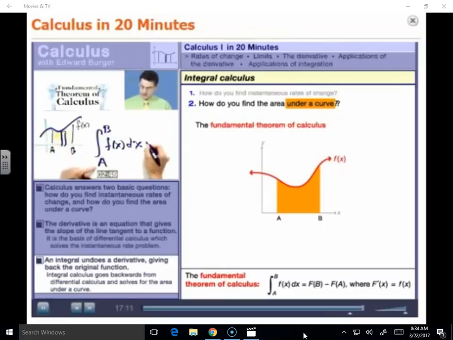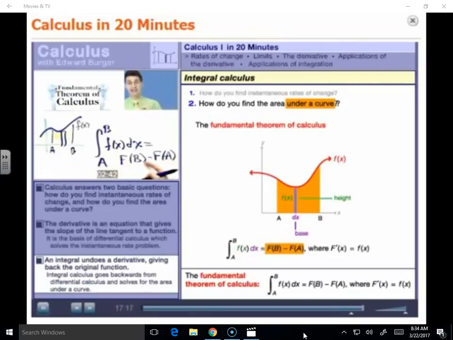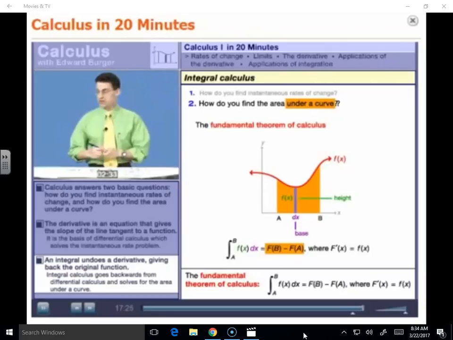You go from a to b, and this equals capital F of b minus capital F of a, where capital F is the antiderivative. So if you take the derivative of capital F, you actually get little f of x. So just find the antiderivative, plug in the big point, plug in the small point, subtract. That will always give you the area under the curve.